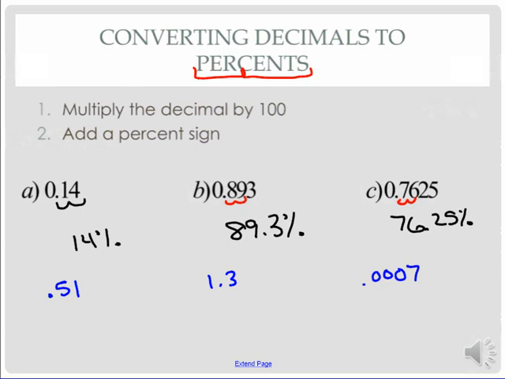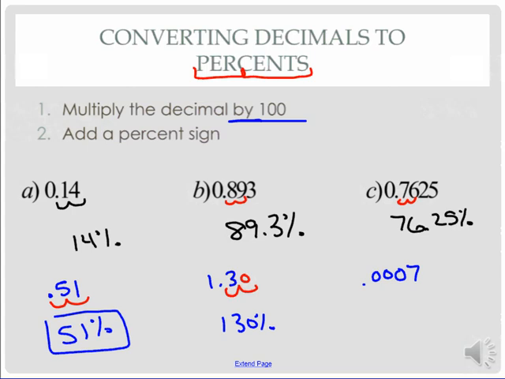So the first thing that we're going to do here is look, multiply the decimal by 100. In other words, move the decimal over 2 places. This turns into 51%, and we're done. That one you should have definitely got. This next one, we move the decimal over 2 places because we've got to multiply by 100. So I would go 1, 2, I guess. Okay. So my answer then would be 130%. There's a case where our percent is more than 100.